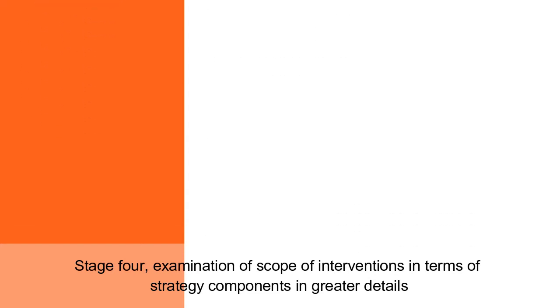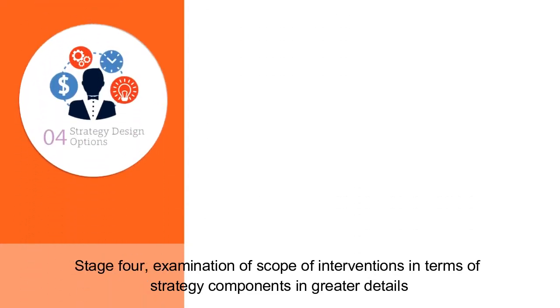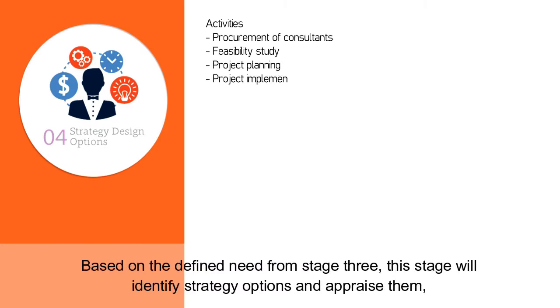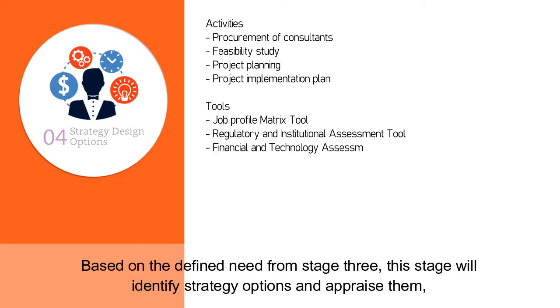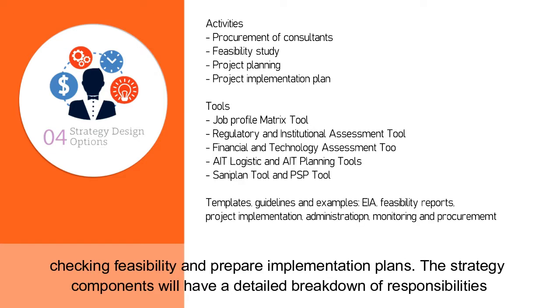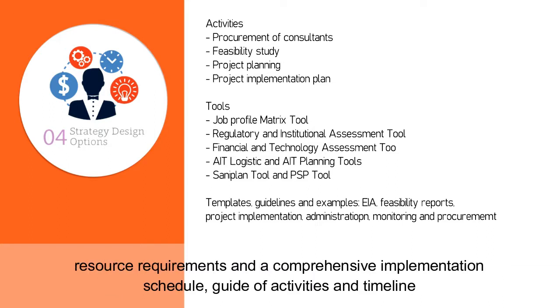Stage 4. Examination of scope and interventions in terms of strategy components in greater detail. Based on the defined needs from Stage 3, this stage will identify strategy options and appraise them, checking feasibility and preparing implementation plans. The strategy components will have a detailed breakdown of responsibilities, resource requirements, and a comprehensive implementation schedule, guide of activities, and timeline.